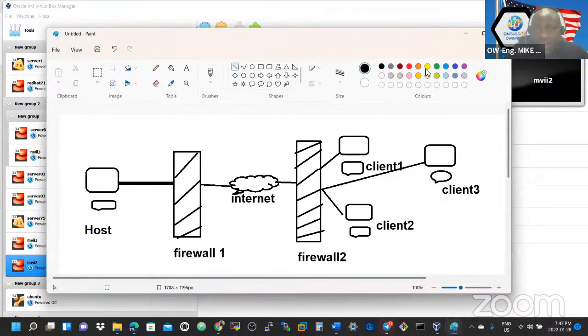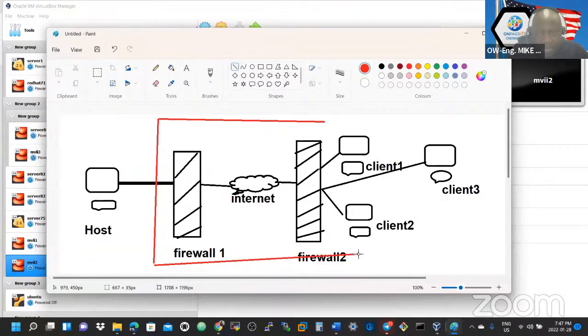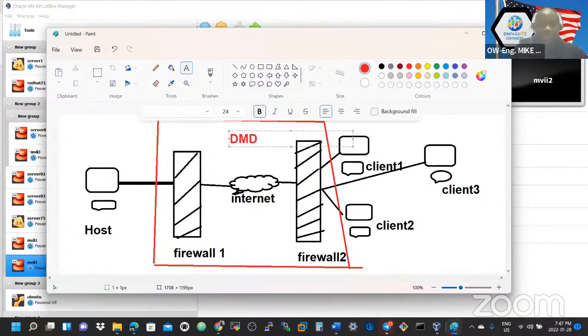Along here, this area, we will call this place by a different name. This area that has a lot of security, we'll call it a DMZ, a demilitarized zone. So that means this is the DMZ, or demilitarized zone.